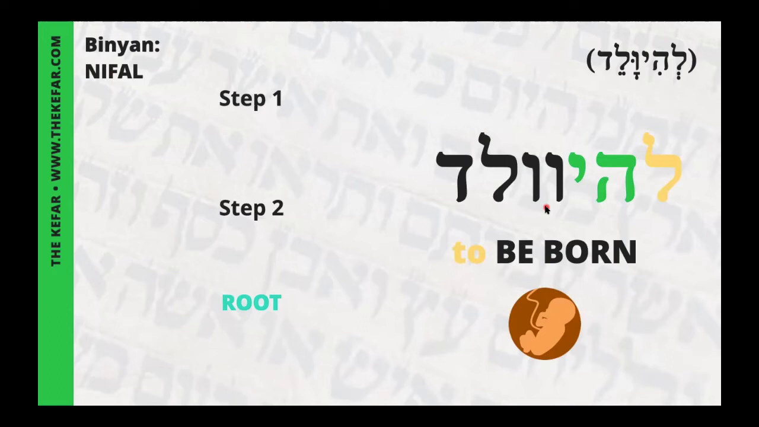As you can see, without vowels, it's written with 2 vowels. With vowels, there's only 1, but the pronunciation is the same: le-hi-va-led. And you hear again, the start of the third syllable is with the vav.